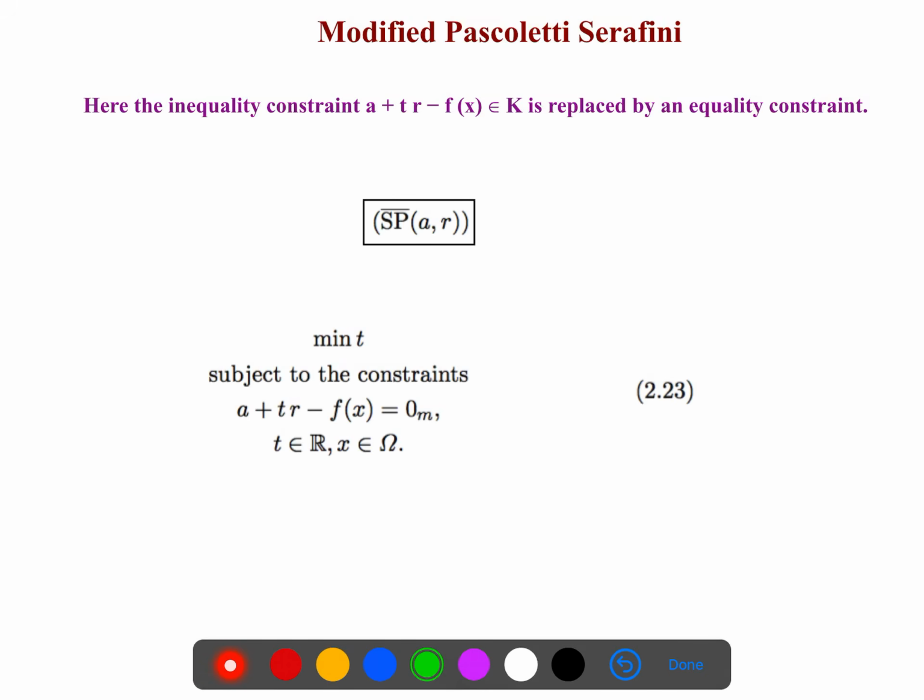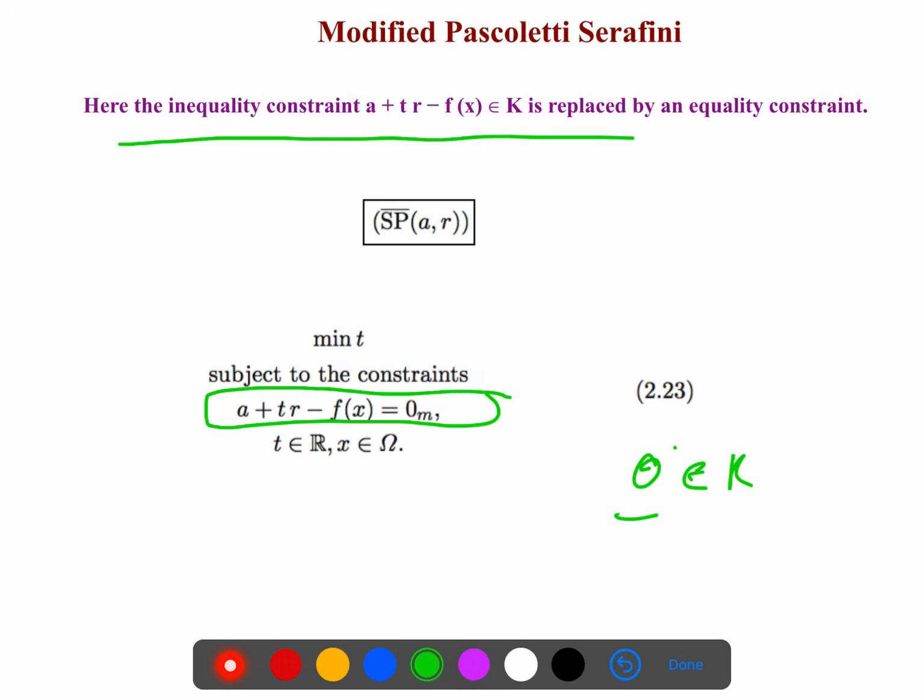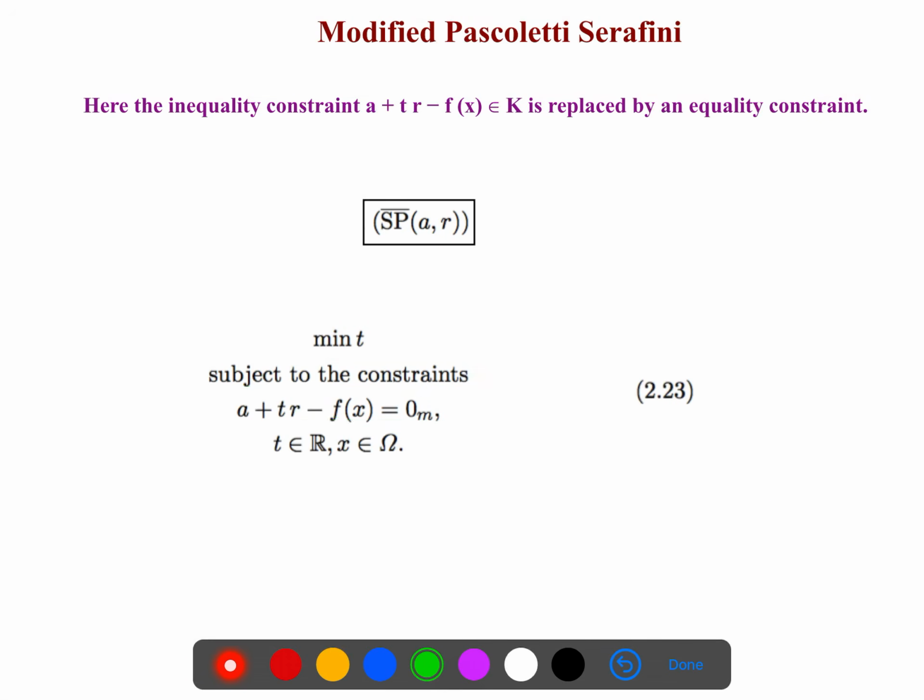So we are talking about the modified Pascoletti-Serafini for theoretical reasons, because it is easier to work with, especially for the Lagrangian that I will talk about in the next 2 lectures. Here the inequality constraint is just an equality because we are just touching the point 0 inside, because K is a pointed cone, so 0 belongs to this set as well.